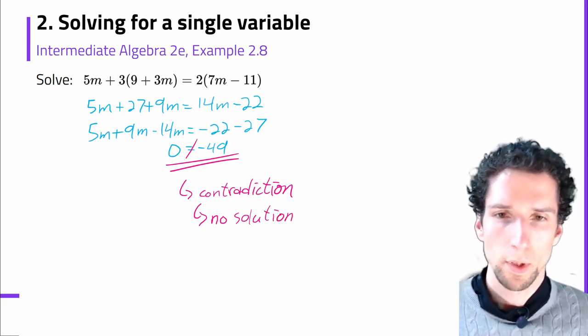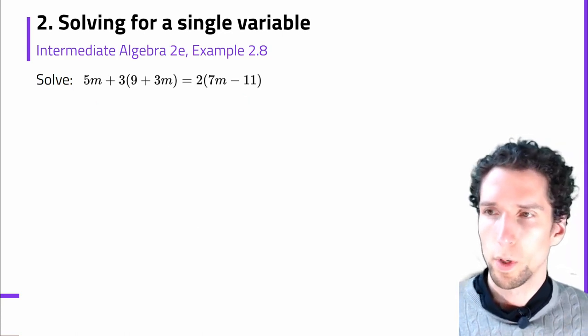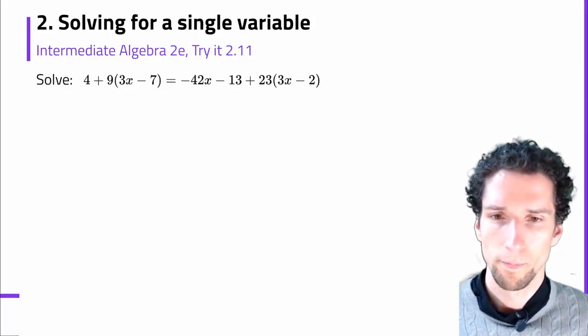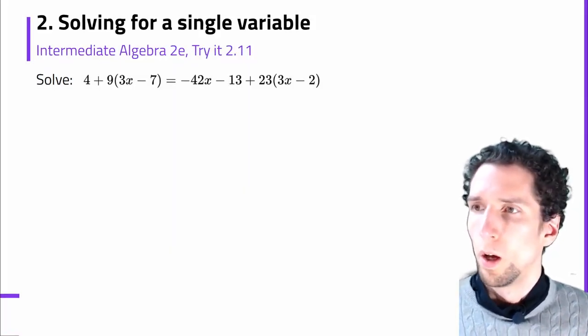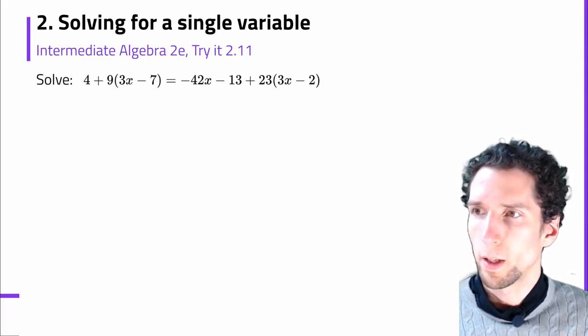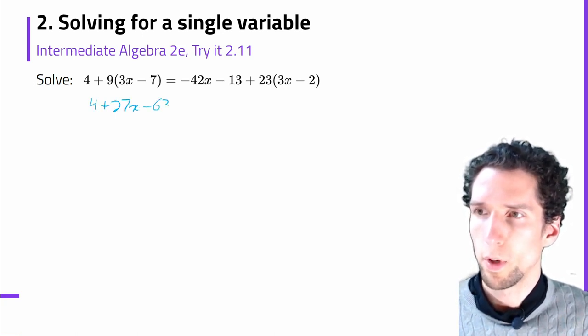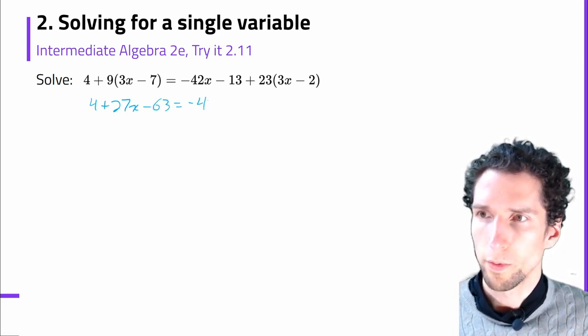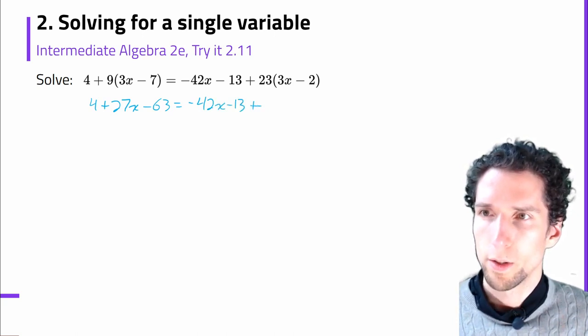Okay, that's this example. Let's look at another one. My turn here. Right, expanding again. So 4 plus 27x minus 973 equals negative 42x minus 13 plus 3 times 23, 69x and minus 46.